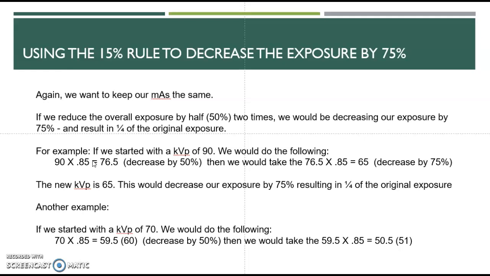Another example, if we started with a kVp of 70, we would take that 70 times 0.85 to come up with a new kVp of 60. Again, we've decreased our exposure by 50%, and then we're going to take that 60 times 0.85, and we're going to get a new kVp of 51, and that is decreasing our exposure by 75%.